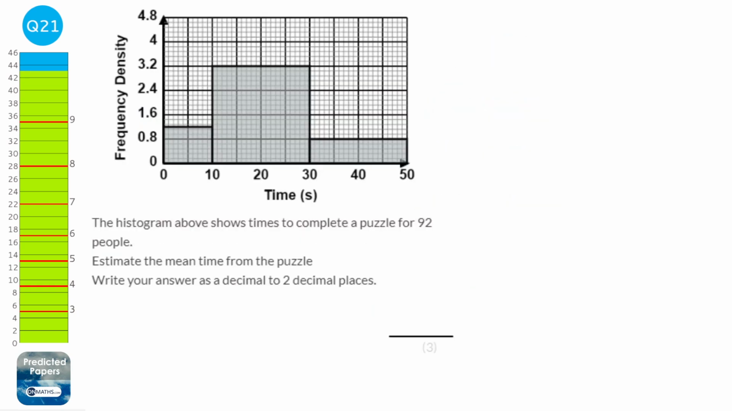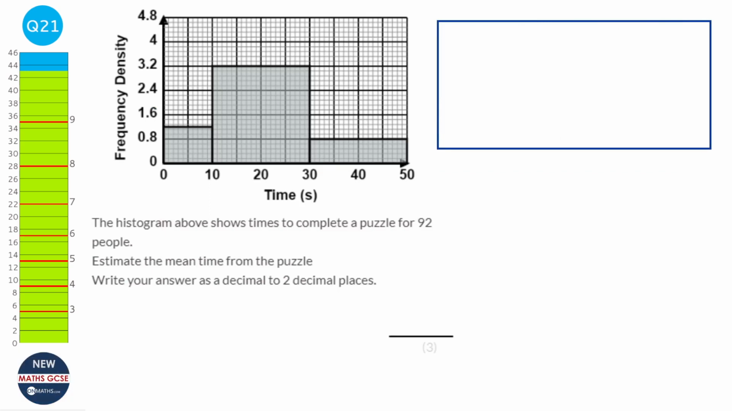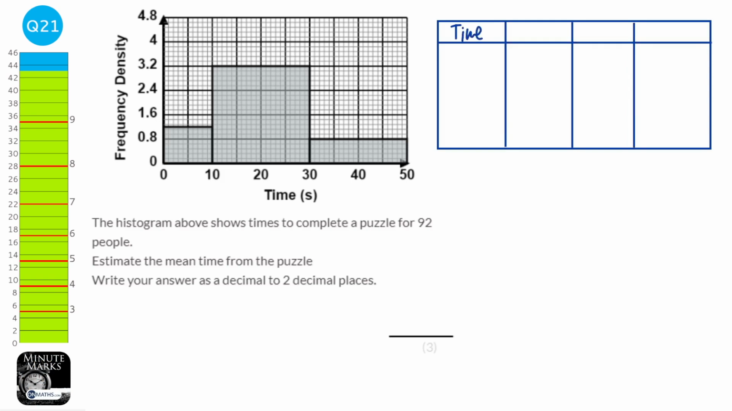We're going to start by creating a table of frequencies from this histogram. And so we are going to need our times first of all, then our frequencies, and then we can add a midpoint and an FX column as well, which we'll need for later. So our times, then our frequencies, then our midpoints, then we'll do the FX later on. Right, so the first group is 0 to 10.